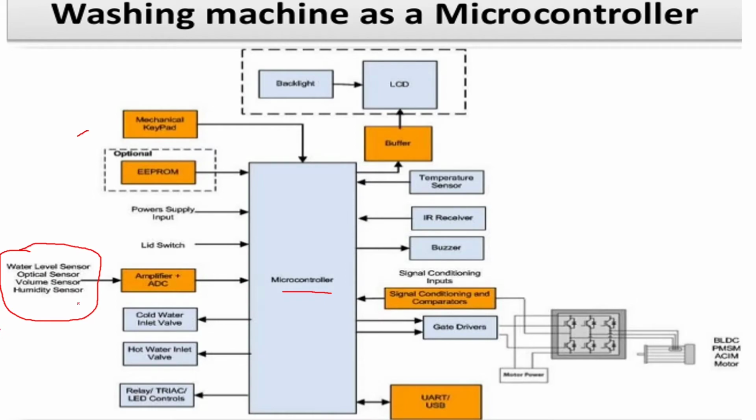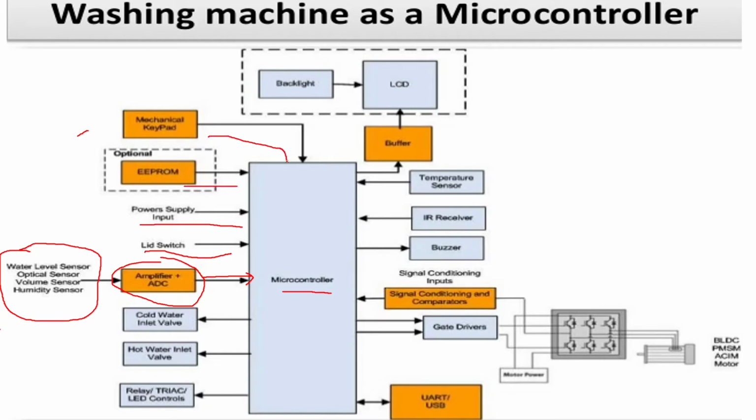All are related to your wash, rinse, and dry cycle. They are amplified here and then given by an ADC, analog to digital converter, to the microcontroller. Okay, so these are the input parameters you are going to give. This is the lead switch input. This is the power supply input. Okay, this is the memory input, which is optional.